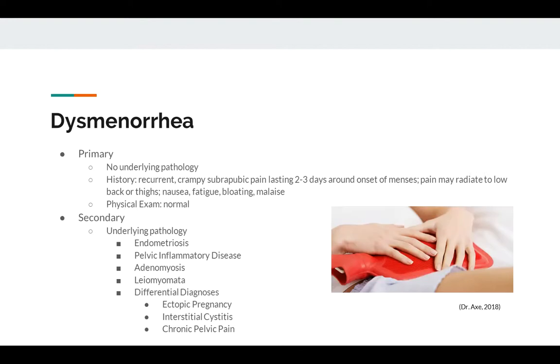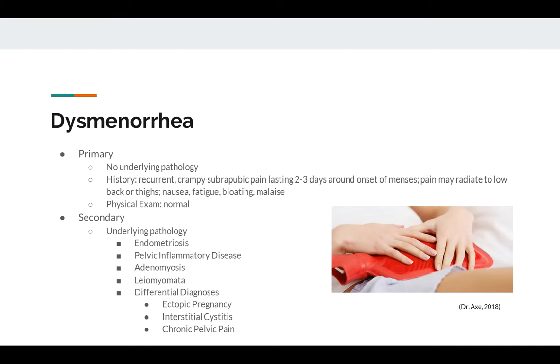All right. Dysmenorrhea. Again, there's primary causes and there's secondary causes. Primary dysmenorrhea is extremely common. Up to 85% of women may have discomfort during their menstrual cycles, usually for the 2 to 3 days immediately before and at the onset of menses. They may have pain that radiates to the low back, thighs, may have nausea, vomiting, bloating, malaise, or other symptoms that we call PMS symptoms.